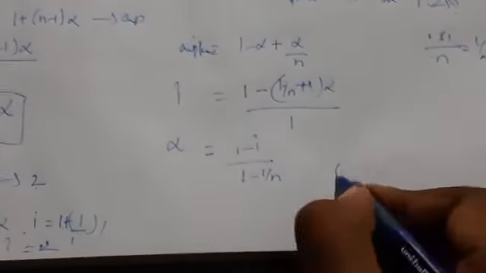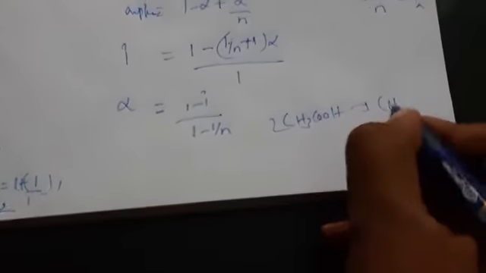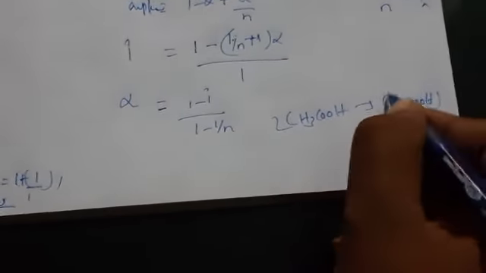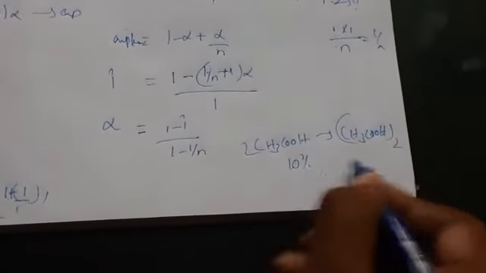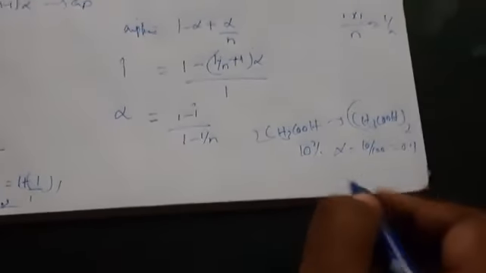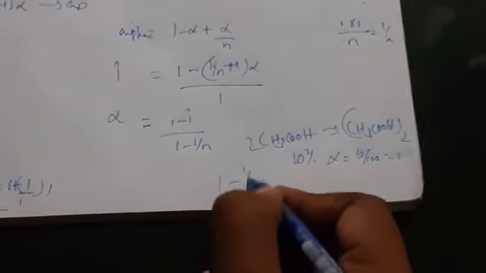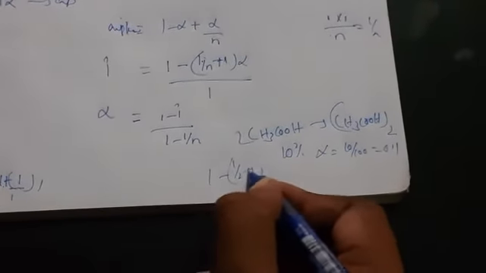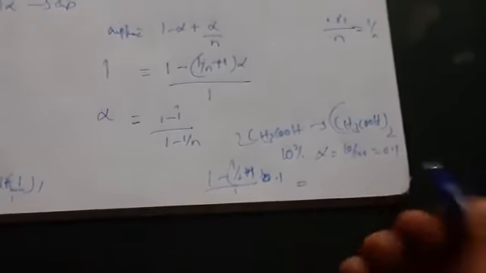If you take association, if it is forming 2 CH3COOH, it will form into CH3COOH twice. Then what happens? It is giving dimers, okay. Then it is giving only 10%. Then the alpha value will be 10 by 100, which is equal to 0.1. So if you take this value, 1 minus, how many particles is it giving? 1 by 2 plus 1 divided by 1 into 0.1. So it will give some value. So it means it is forming a dimer.